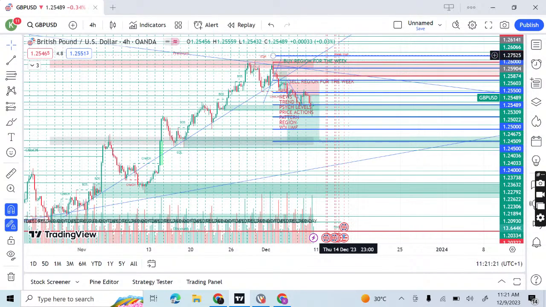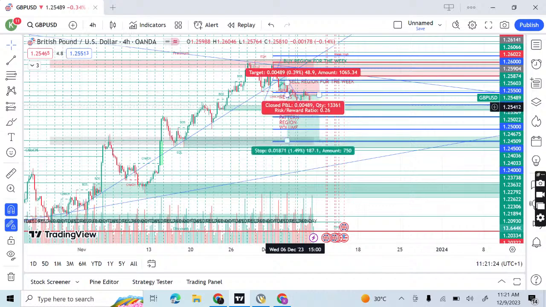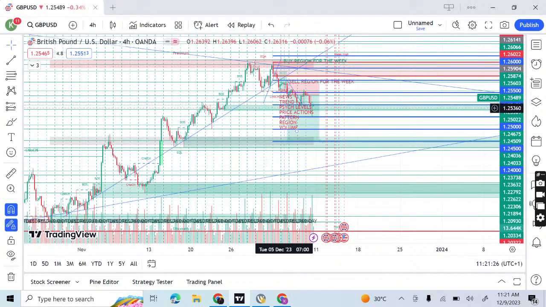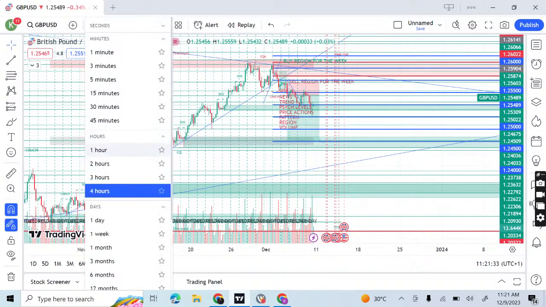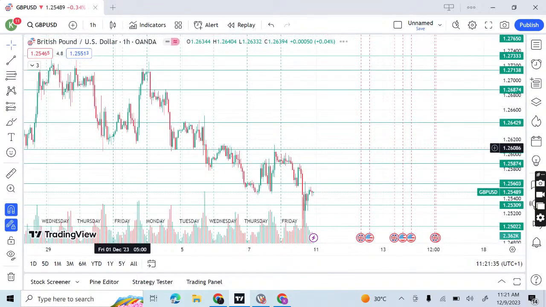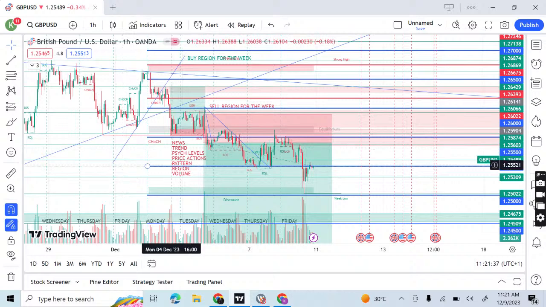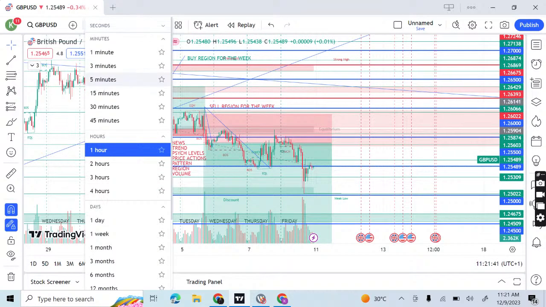The high gives us the buy region, the low gives us the sell region, and then we are able to also take price actions and trend lines before we go straight to the 1 hour time frame. We take price actions as well. Trend lines for 1 hour and 4 hours are usually the same. 24 hours and 1 week are usually the same.